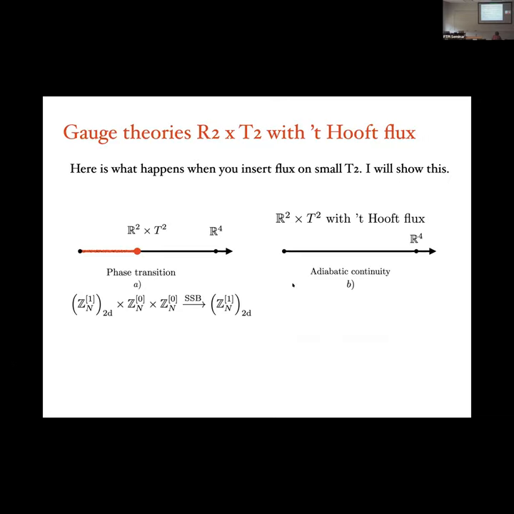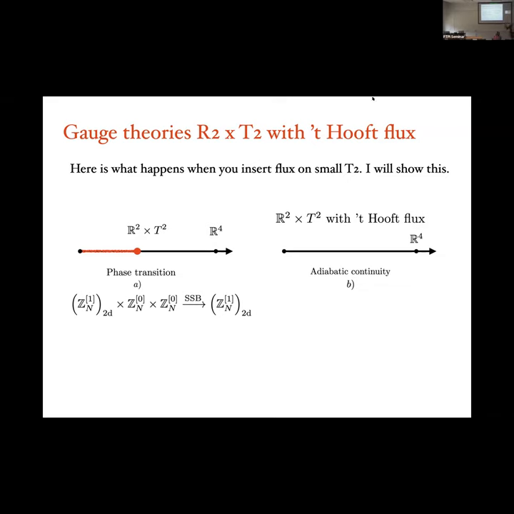Okay, now I want to do something practical with this. I want to be able to turn on some two-form fields. In the old language, this is just 't Hooft flux. And the motivation is the following. I want to understand some properties of the gauge theory under compactification. The physical motivation is described in this slide.